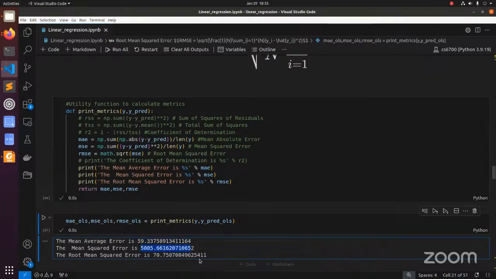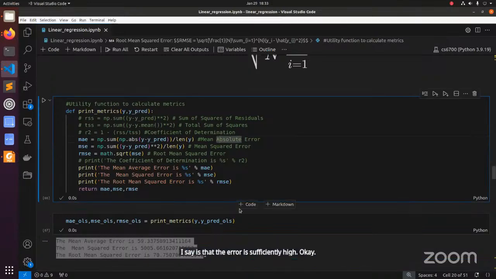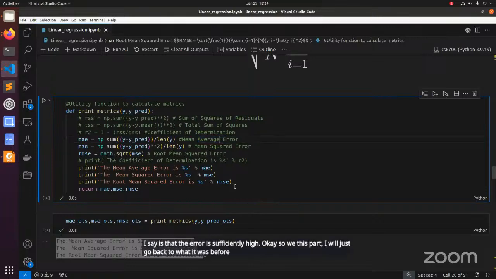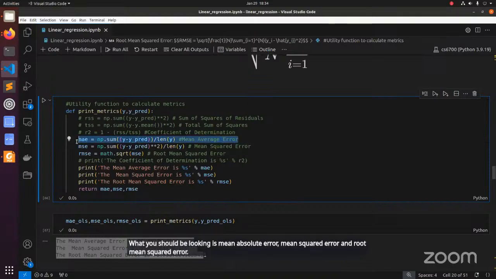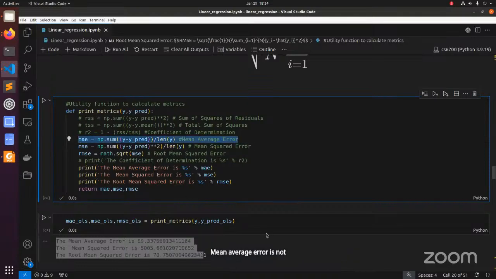Now it says that the error is sufficiently high. Okay, so this part I will just go back to what it was before. We rarely use mean average error. Mean average error does not give you what you want. What you should be looking at is mean absolute error, mean squared error, and root mean squared error. Mean average error is not the correct thing that you should be looking at. So let's just add a new term.